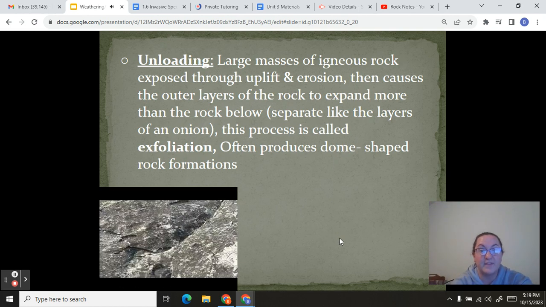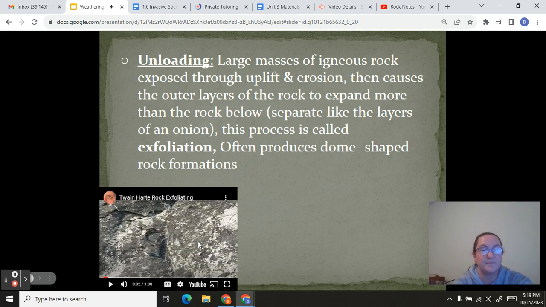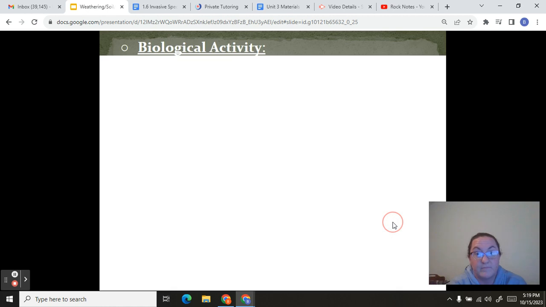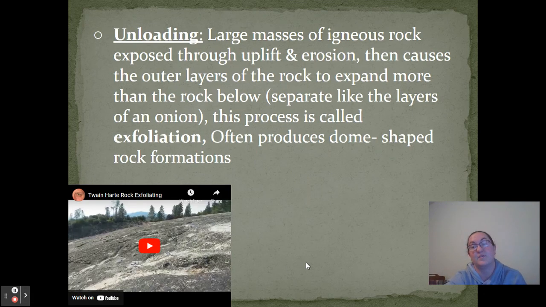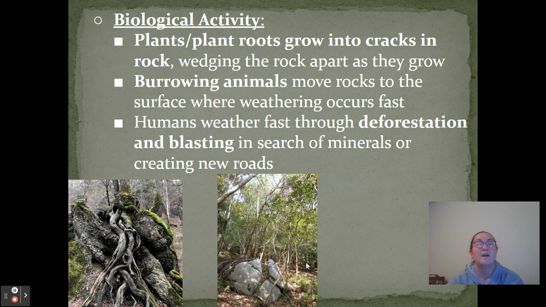So with that, we have rocks that are being pushed up from underneath, and as you guys can see, the rocks are being broken apart.